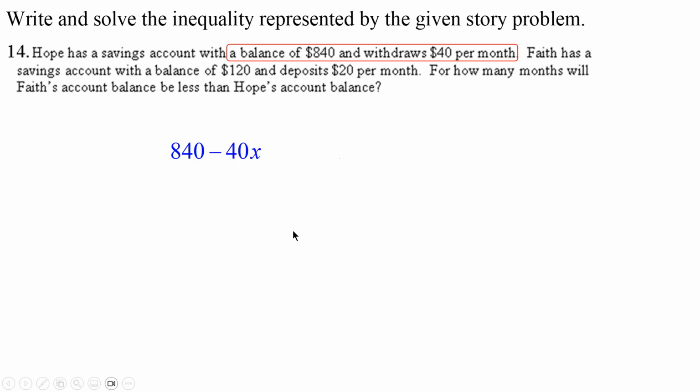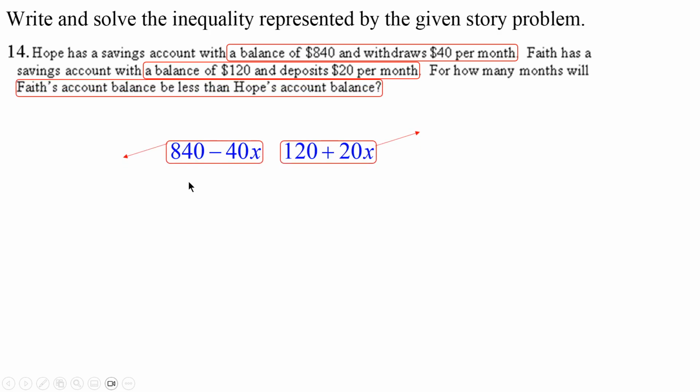40x. Now, Faith has a savings account with a balance of $120. Let's put that over here, and she's depositing, so we're going to add $20 per month, or 20x. Now, for how many months will Faith's account balance be less than Hope's account balance? So let's make sure we know which expression is for which young lady here. Okay, so on the left we have Hope, and on the right we have Faith.